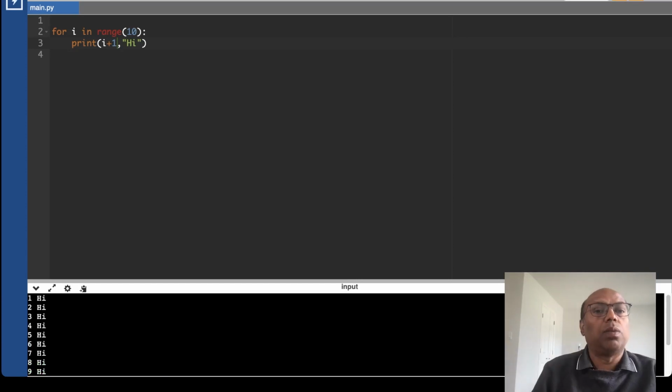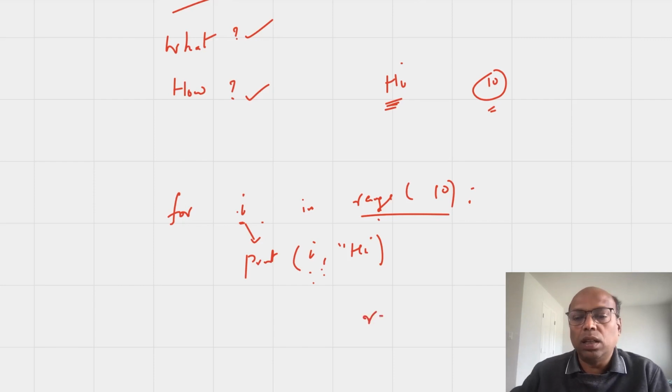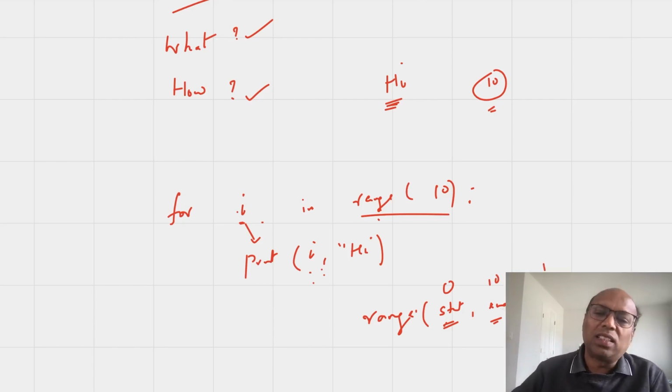There's another option available for you. Range is a function. Actually, it takes 3 pieces of information from you: start, end, and increment. Start, if you don't specify, by default is 0. End we gave 10. Increment by default is 1. Therefore, it starts with 0 and keeps on increasing by 1 till it reaches 10. Once 10 comes, it stops.